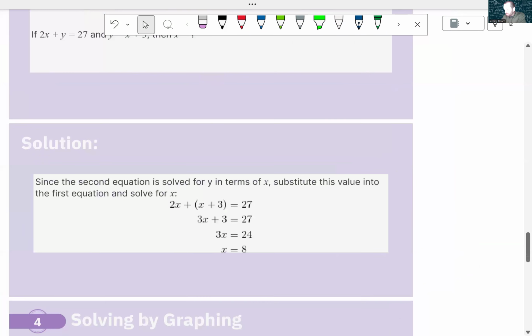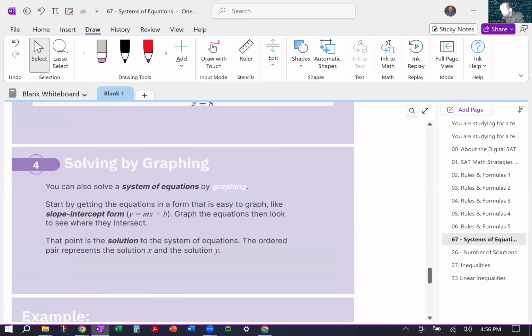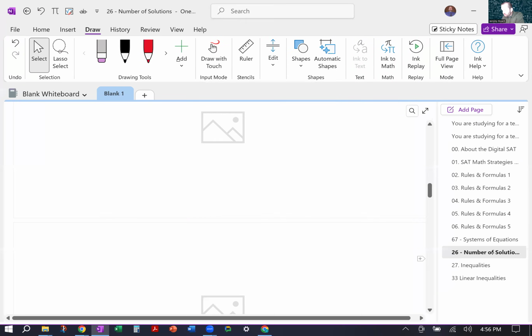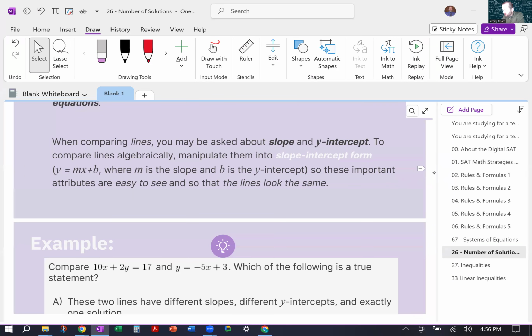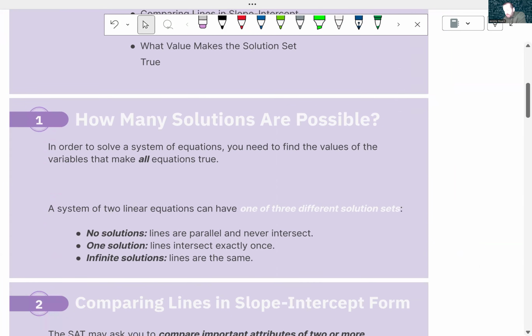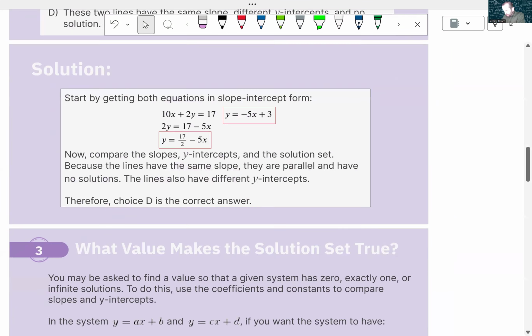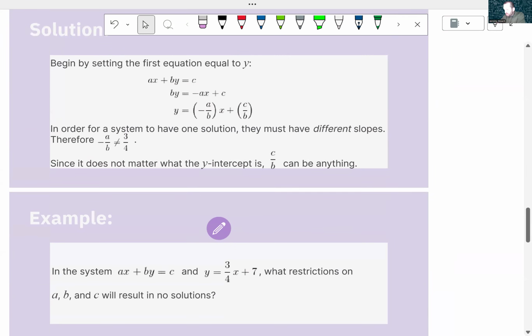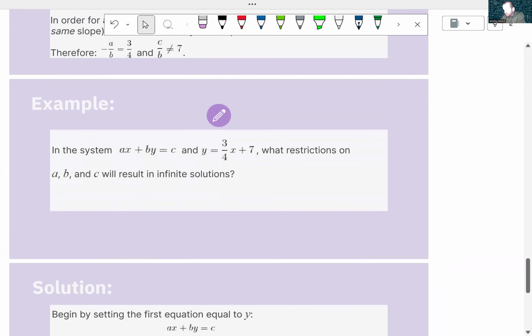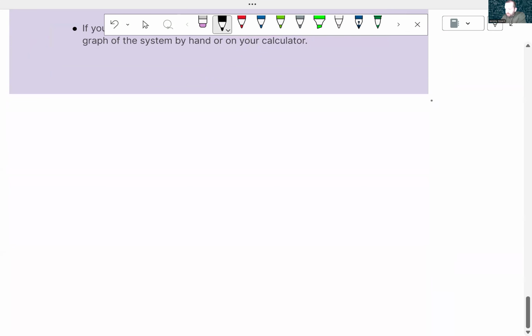All right. So I believe that's everything for this solving by graphing. Okay, so that's systems of equations 67. Systems of equations 26 is about how many solutions there are altogether in a system of equations. And we might have talked about this earlier. We can have no solutions, one solution, or infinite solutions. So rather than going through all of these examples, because I think we've talked about this previously, I'm just going to draw out the graph and the difference between no solutions.